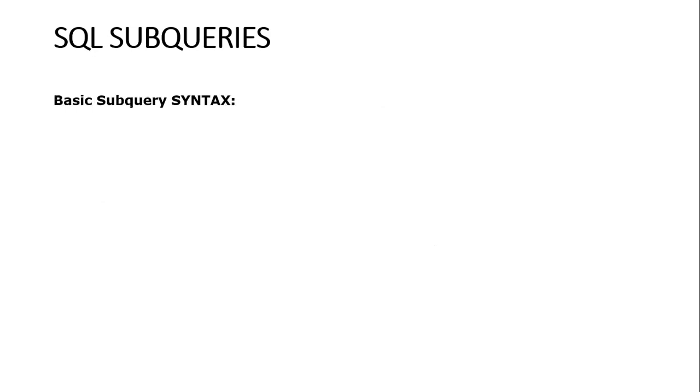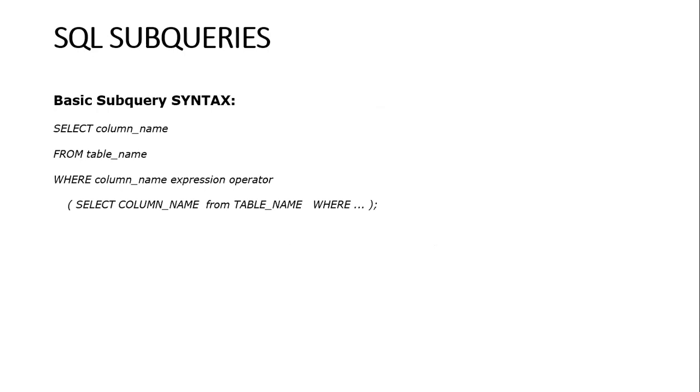The basic subquery syntax is this. Select column name or column names from table where, so you have your filter condition, and then you compare this. The very last line is your subquery. This last line is in parentheses, right? That's a subquery, enclosed in parentheses.